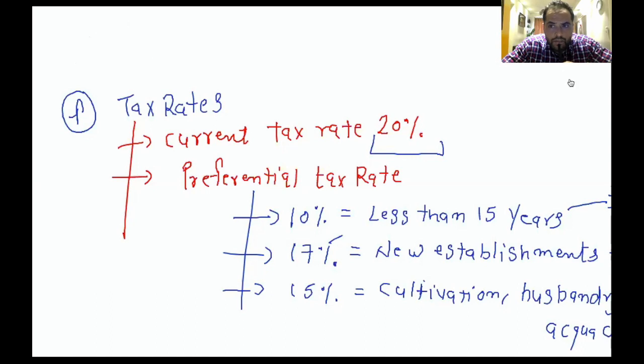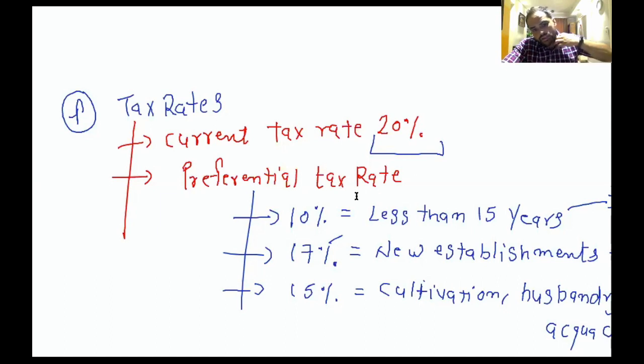I have a question. Regarding the preferential tax rate, we have a rate like 10% for less than 15 years agriculture related companies. And we also have 17% for newly established agriculture related companies. So if that company is just established, and of course the number of years on the market is less than 15 years, which tax rate will be applied for that kind of company?